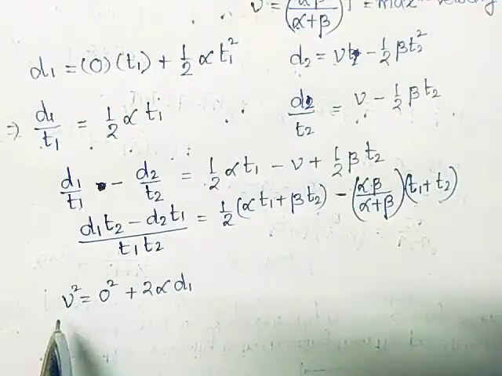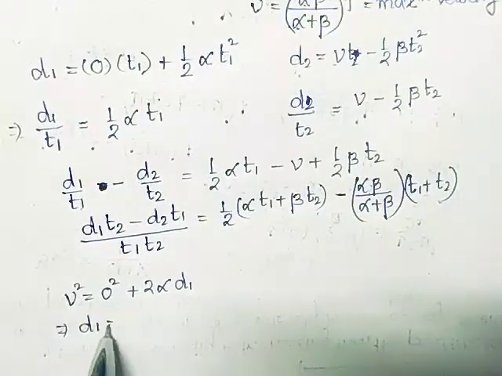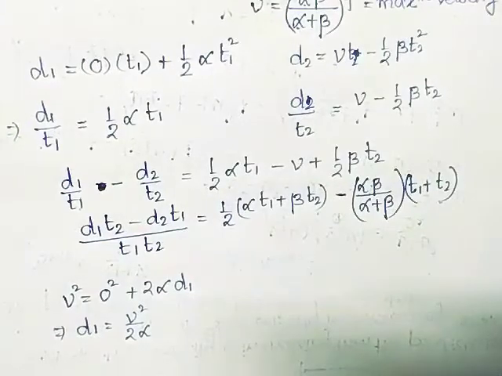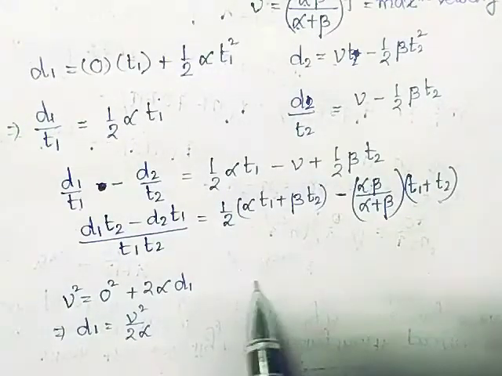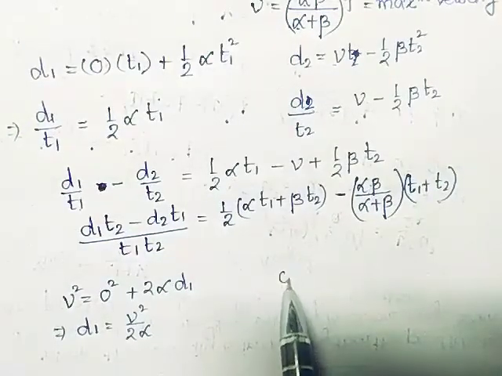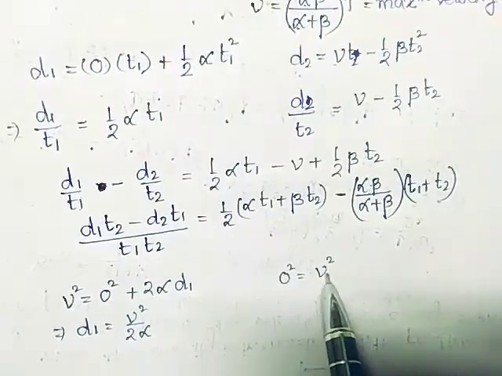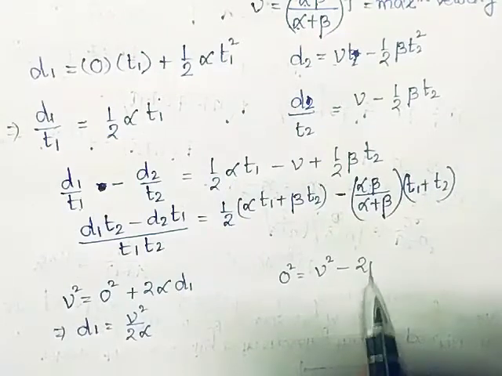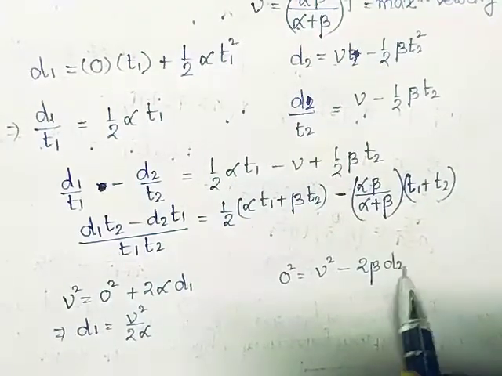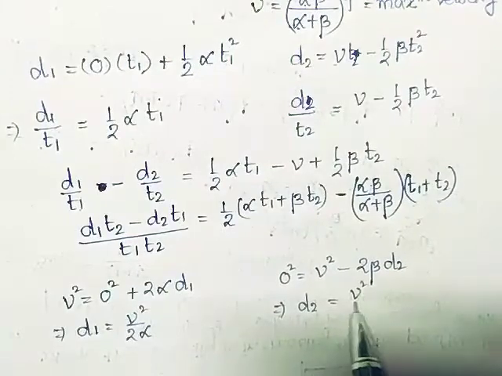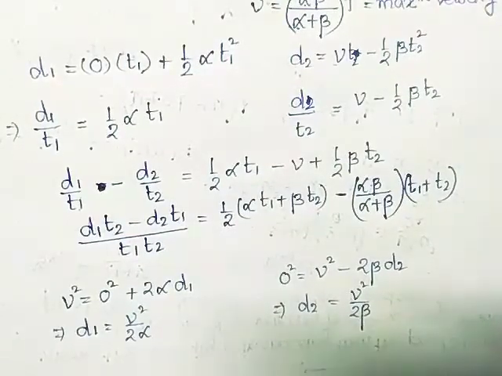So this is d1. If I find d1 from here, that will be v square divided by 2 alpha. And for the second event, final velocity square equals initial velocity of the second event, that is 0, minus 2 beta into d2. So from it, d2 is v square divided by 2 beta.